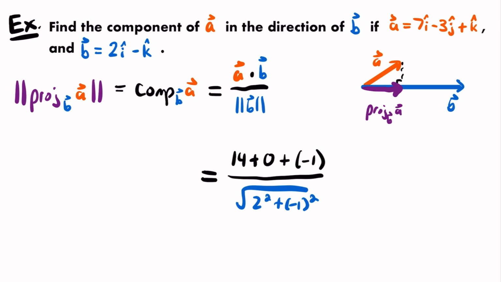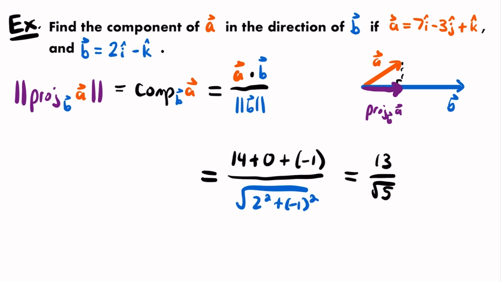So now let's simplify. This will be equal to 14 plus 0, which is 14, plus -1, which will be 13, right? 14 minus 1 is 13. And then we are dividing by the square root of 2 squared plus -1 squared. 2 squared is 4, and -1 squared is 1. So we have 4 plus 1, which is 5. So we have the square root of 5 in the denominator. Okay, and so this would be our final answer. This is a perfectly fine way to represent it.